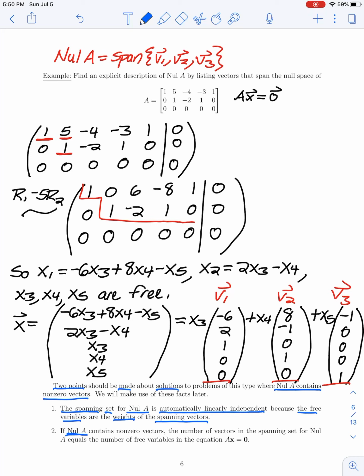In addition, if the null space of A contains non-zero vectors, then the number of vectors in our spanning set for the null space is equal to the number of free variables in the equation Ax equals 0. So however many free variables I have, that many vectors are within our spanning set for this null space.